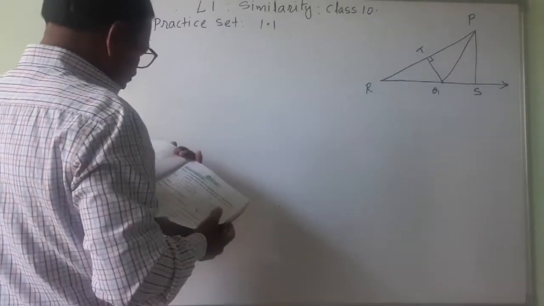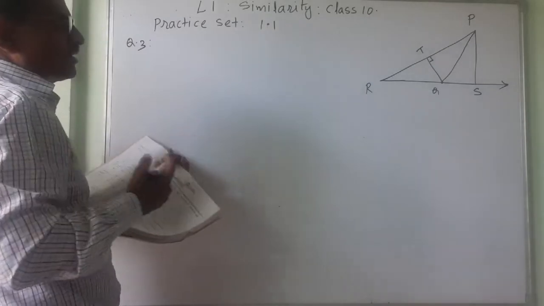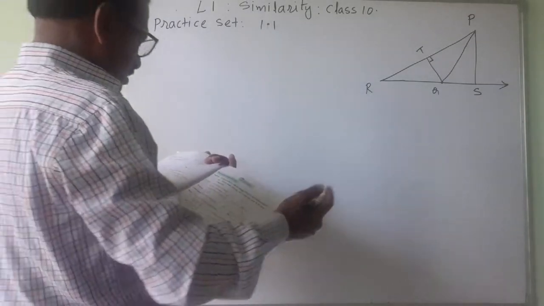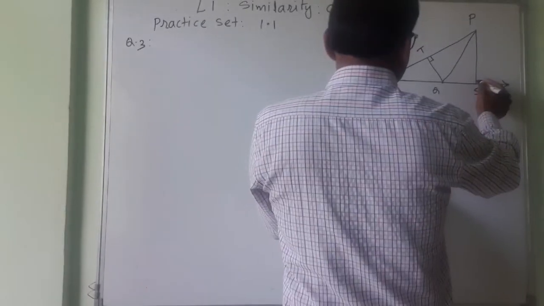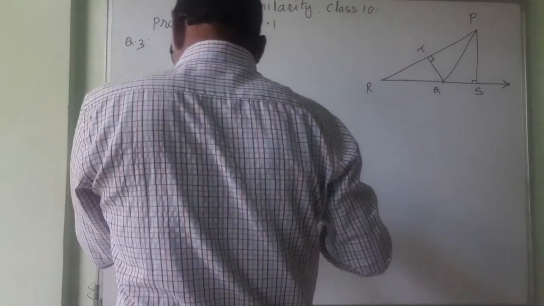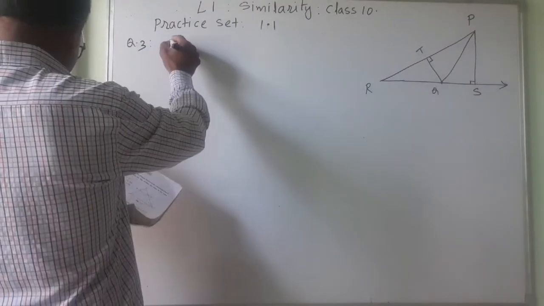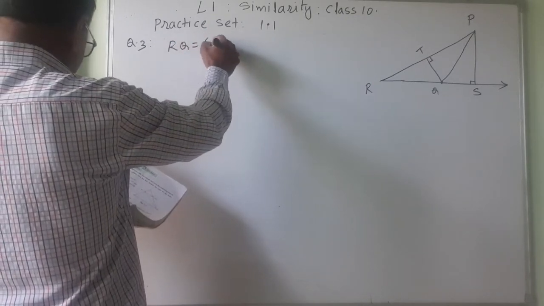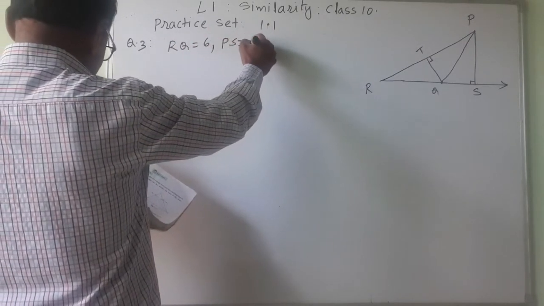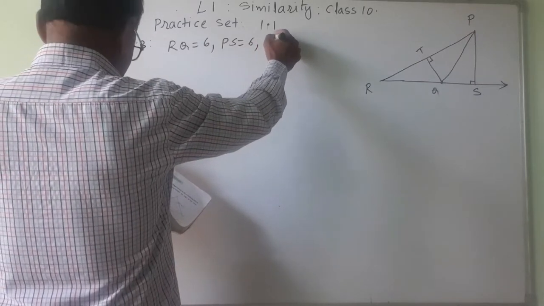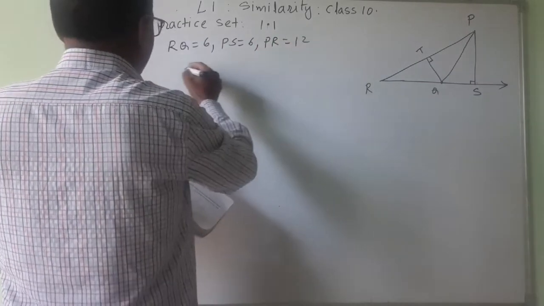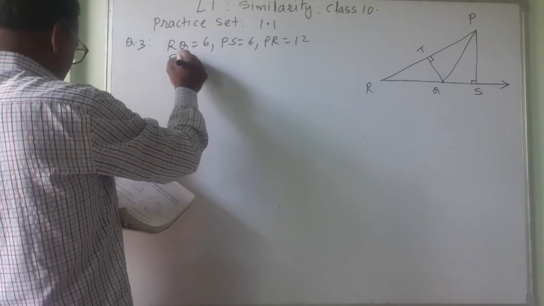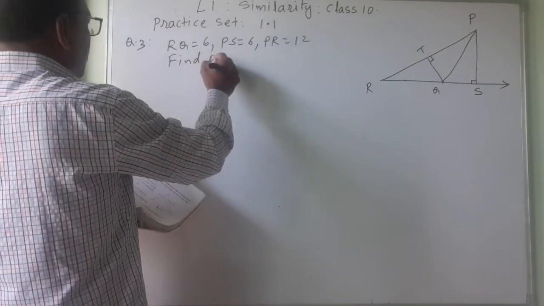In this, who is perpendicular to whom, which side, all this is given. Here this is also perpendicular. So what is given is RQ is equal to 6, PS is equal to 6, and PR is equal to 12. Find QT.